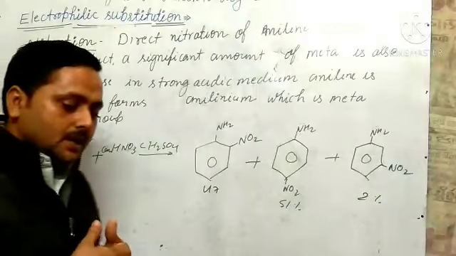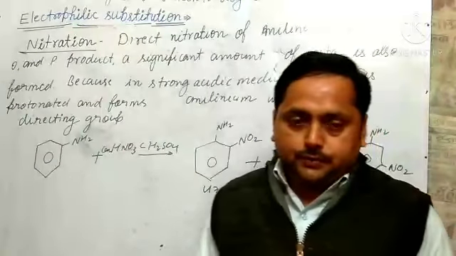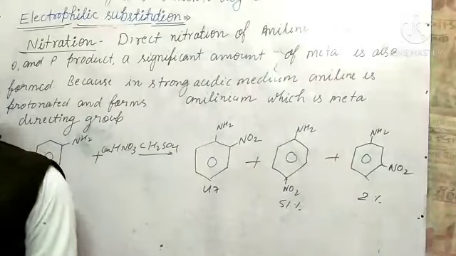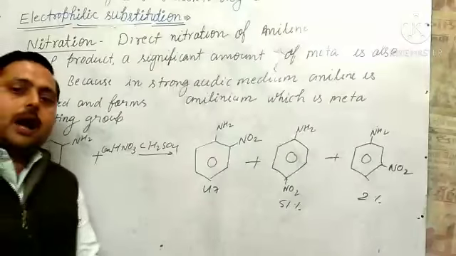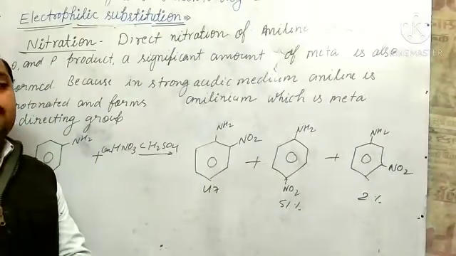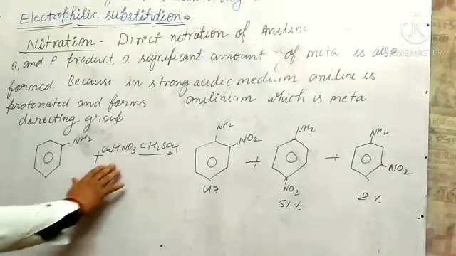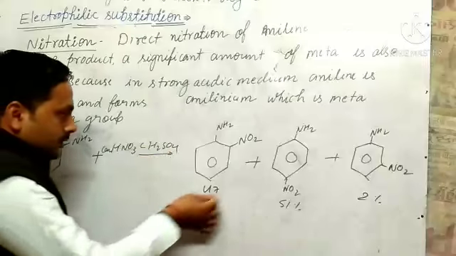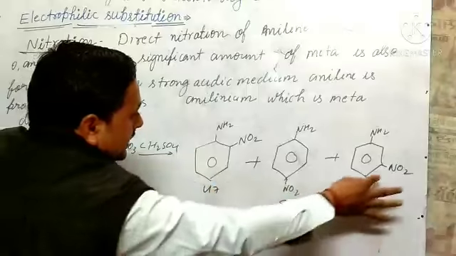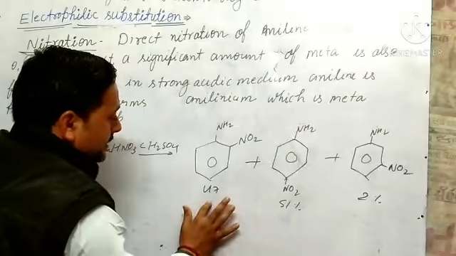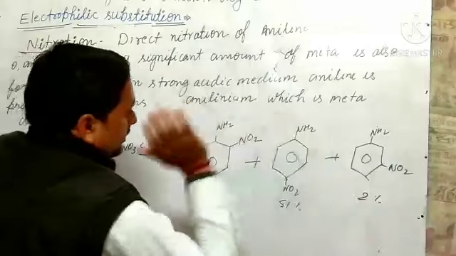Means if we say that in nitration, what we use? Concentrated H2SO4 and HNO3. So in a strong acidic medium, when it is being nitrated, beside ortho and para product, we get some significant amount of meta product also. Let us see what is that. Aniline plus concentrated HNO3 plus concentrated H2SO4, that is ortho, that is meta, and this one is para. So what is that? Ortho is 47%, para is 51%, and meta is 2%.